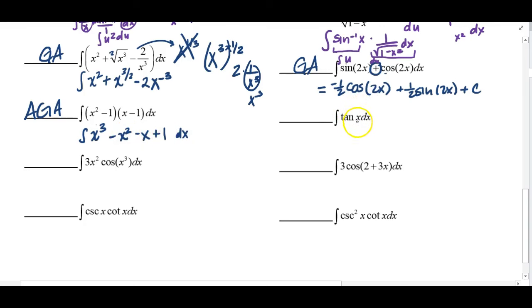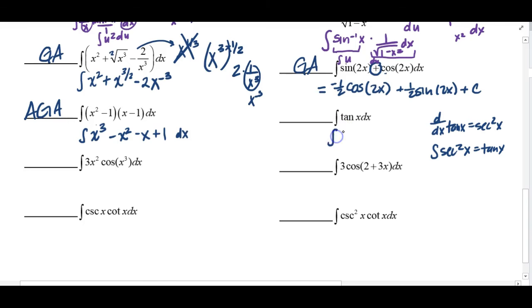The next one, I have the integral of tangent x dx. And on this one, a lot of people want to say secant squared x, in which case you'd be taking the derivative, right? The derivative of tan x is secant squared x. And what follows from that is that the integral of secant squared x is tangent x, but it does not mean that the integral of tangent x is secant squared x.